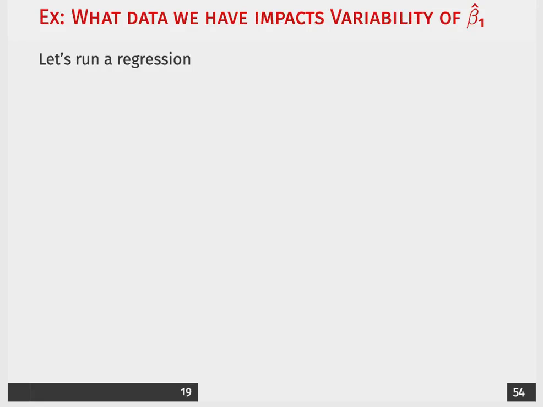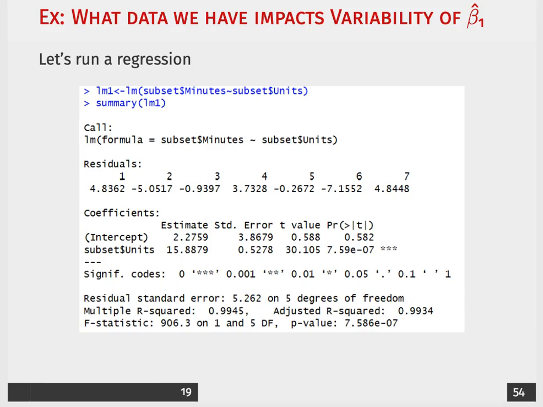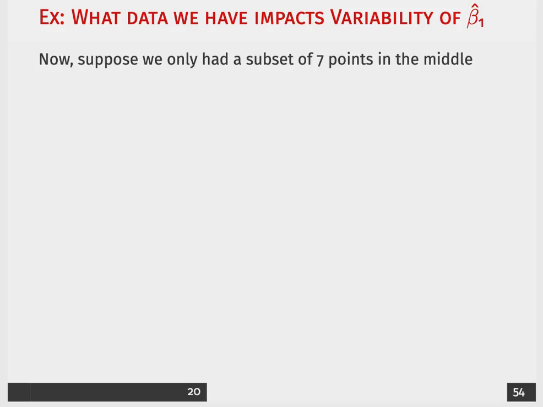Now, let's go ahead and actually run a regression and see where the fitted line is going to be. I'm not going to get too into this, but I ran the regression. I got my fitted line. And from the regression table, we can see that beta 1, the slope of the fitted line, is 15.89. And the standard error that's associated with that estimate is around 0.53.